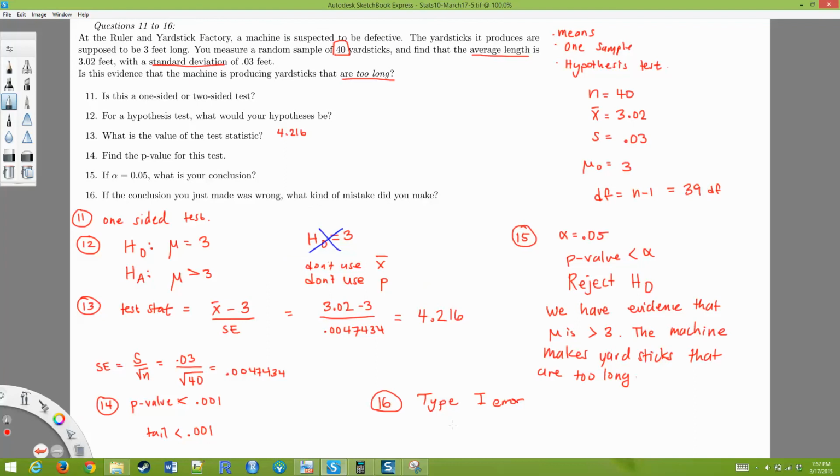Okay, everyone got that down? If we had a two-sided test rather than a one-sided test, I would take my p-value and I would double that. And so I would write my p-value is less than 0.002. So basically times it by 2? Yes. If I had a two-sided test.